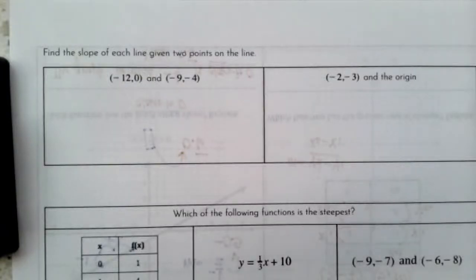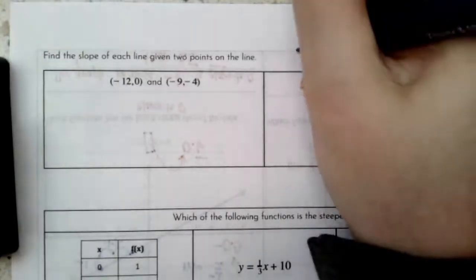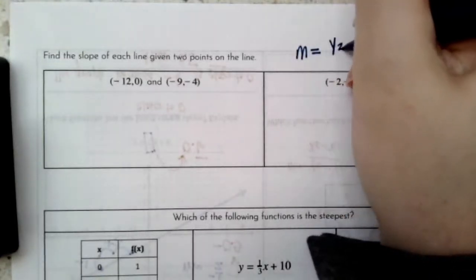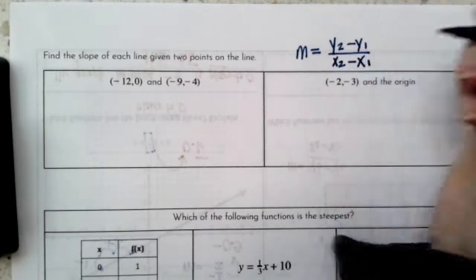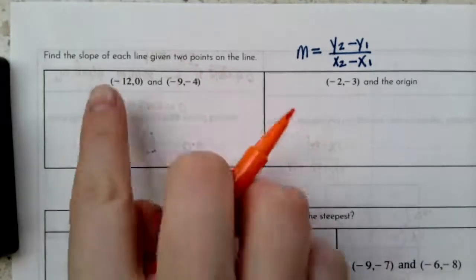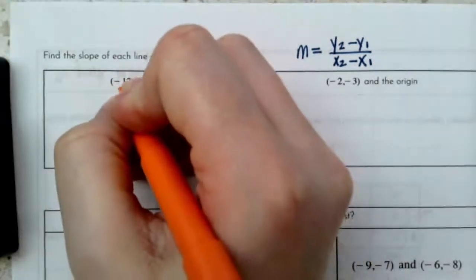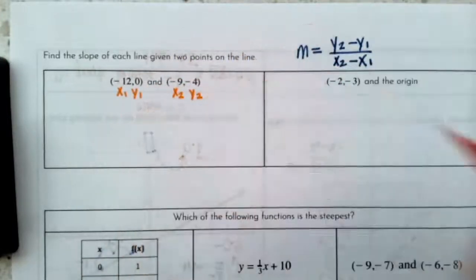To find the slope, we are going to be using the slope formula. So for both of these, we are given 2 points, and we want to use our slope formula, which is y2 minus y1 over x2 minus x1. And so what we're going to do first always is to label our coordinate points. So we have x1, y1, and x2, y2.